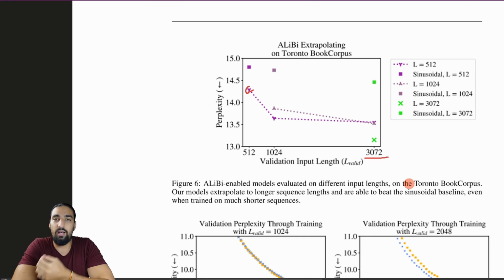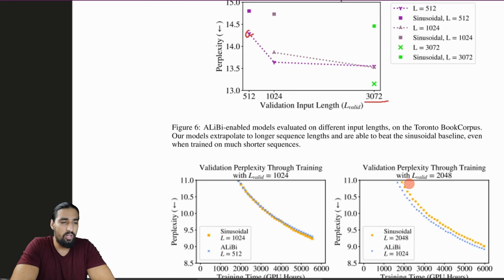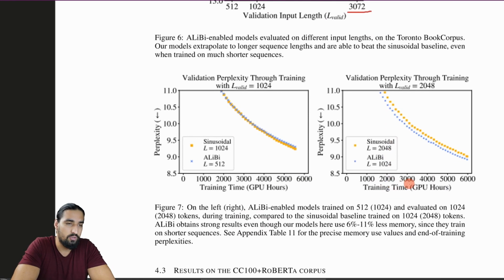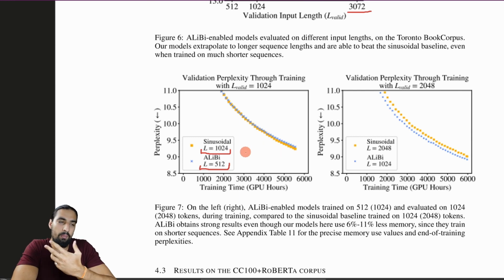And the next thing they showed in their experiments is that they also scale. This method generalizes to the big data regime as well. Although, as we'll see, the performance difference between the two models drops. So here on the left hand side, we can see the model evaluated on 1024, whereas ALiBi is trained with 512. The sinusoidal one is trained with 1024. And we can see perplexity is pretty much on par. ALiBi is a bit worse here compared to the sinusoidal one, but you've got to keep in mind that the memory consumption here is lower and it's faster to train because it has shorter input sequence length.